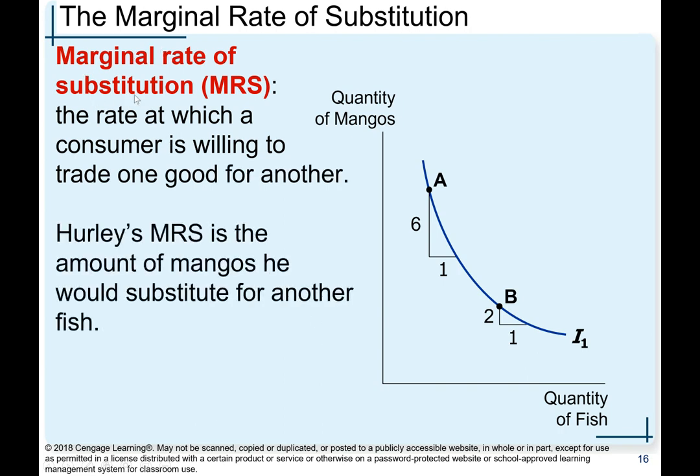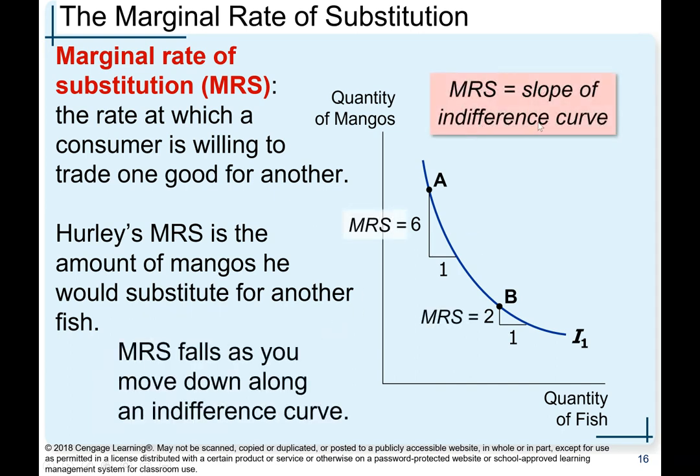The marginal rate of substitution, or MRS, is the rate at which a consumer is willing to trade one good for another. Harley's MRS is the amount of mangoes he should substitute for another fish. MRS is also the slope of the indifference curve. MRS falls as you move down along an indifference curve. It is high here, 6 to 1, but as you move along the indifference curve, it is low here, 2 to 1.